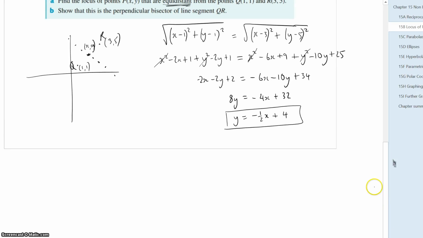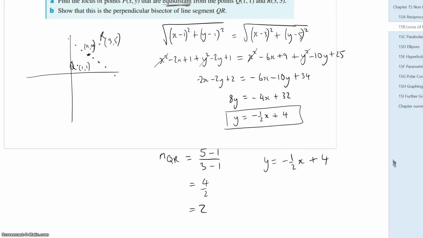The easiest way to do this is to find the gradient of the line QR, which is (y2 − y1) over (x2 − x1), which ends up being 4 over 2, which is 2. So the gradient of QR is 2, and the gradient of my line is −½. If the gradient of QR is 2 and the gradient of the other one is −1/2, which is the negative reciprocal, these two lines are in fact perpendicular, and that's what I've been asked to find out.